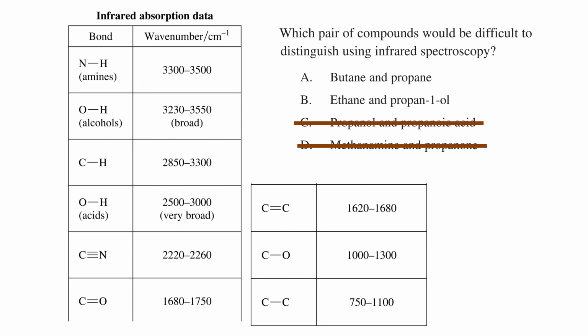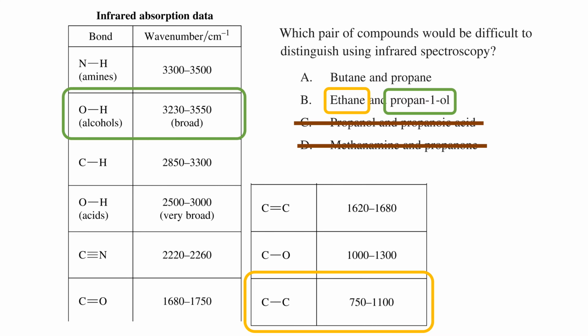Therefore, this also eliminates option C. Option B has ethane, an alkane with only C-C bonds, so we should only see a signal in the range of 750 to 1100 reciprocal centimeters for that case. While 1-propanol is an alcohol, and we'll see a signal at 3230 to 3550 reciprocal centimeters. With these two distinct signals, this also eliminates option B.